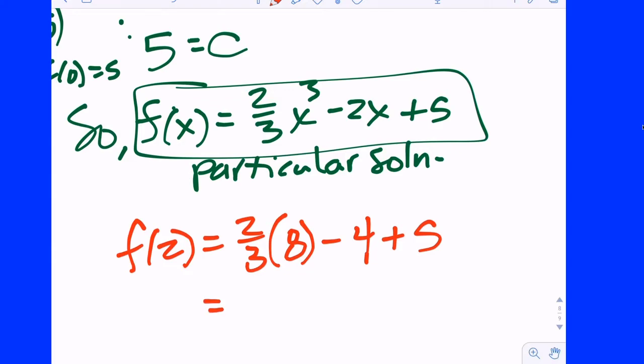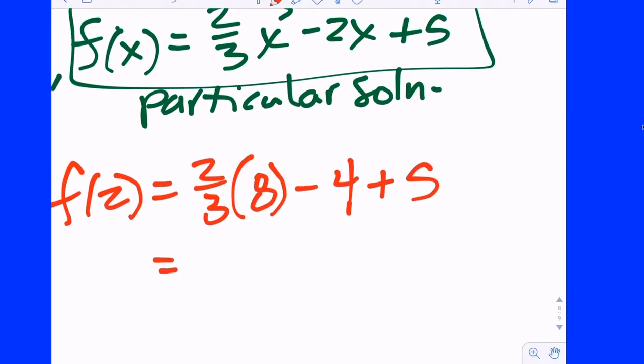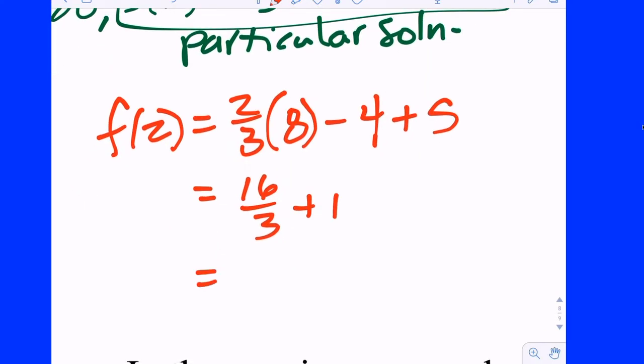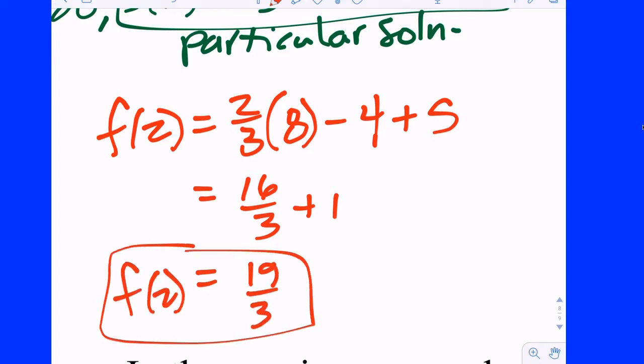In fact, I probably wouldn't even have cubed the 8 and expended that mental energy. But here we're going to keep going. 6/3, that's going to be plus 1. And 1 is how many thirds? 3. So we get 19/3. So there's f of 2, 19/3. Sweet. 6.33333333.